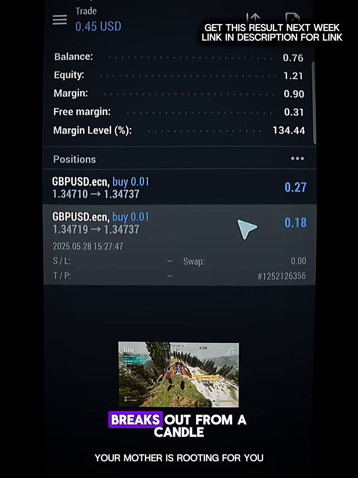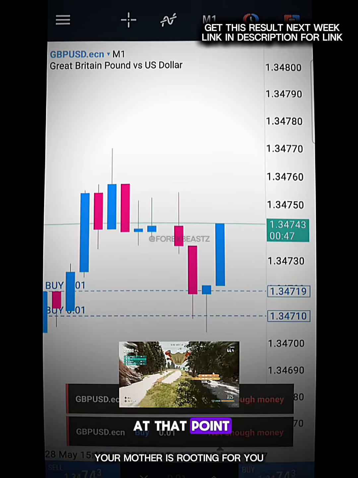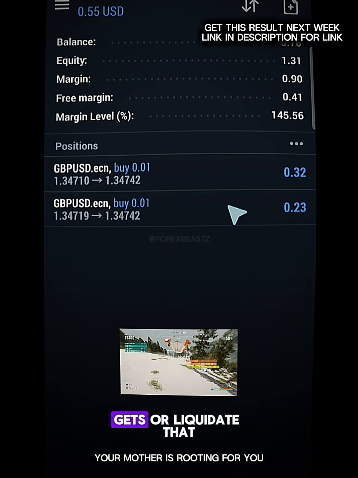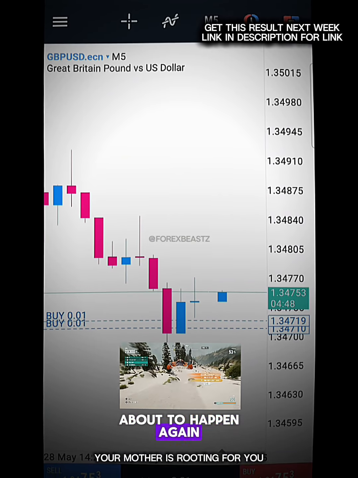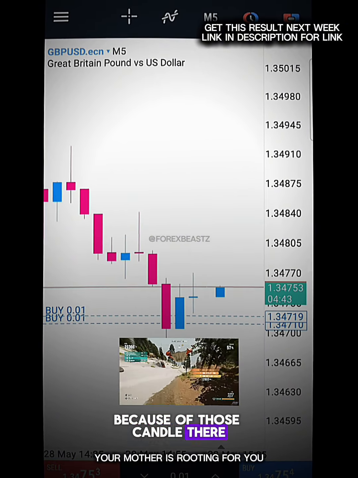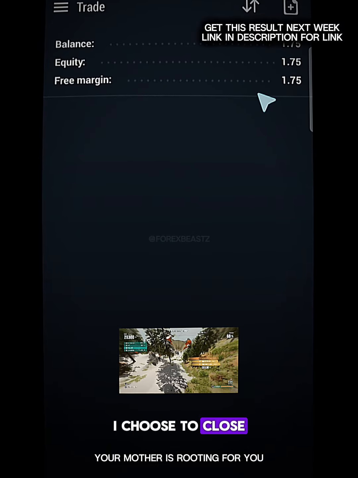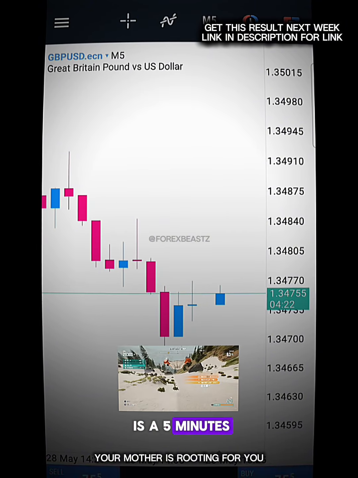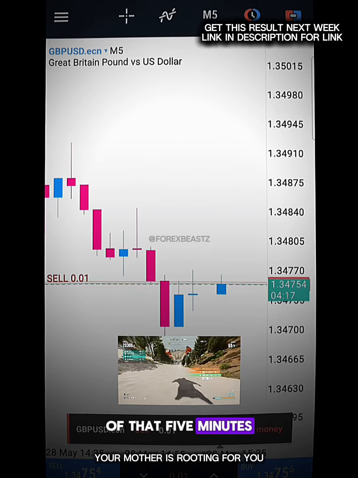That's why whenever price breaks out from a candle, there is a lot of sharp and fast volume. If you look at that point, you can see how the volume was kicking in just after price liquidates that candle by the side. That same phase is about to happen again. If you look at that point there, you can see that it was rejecting because of those candles there. So you can either choose to gamble with this or close. Me, I choose to close, because I know that there is going to be a slight rejection, and also because there is a 5-minute range there, and my entry was precisely at the point of that 5 minute range.